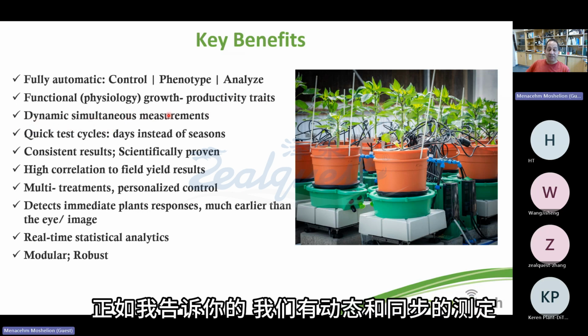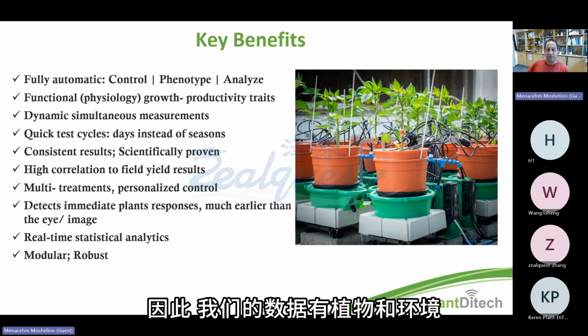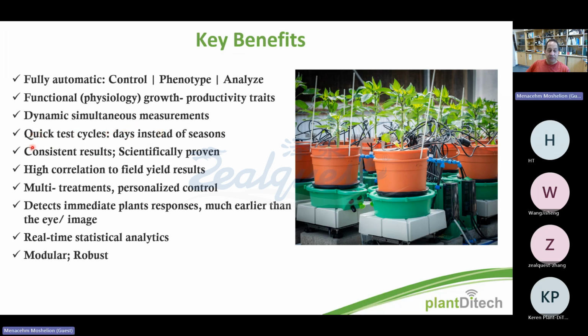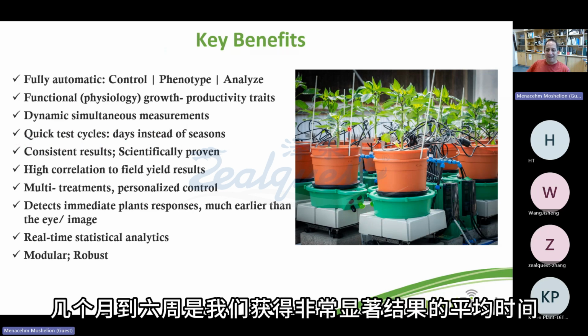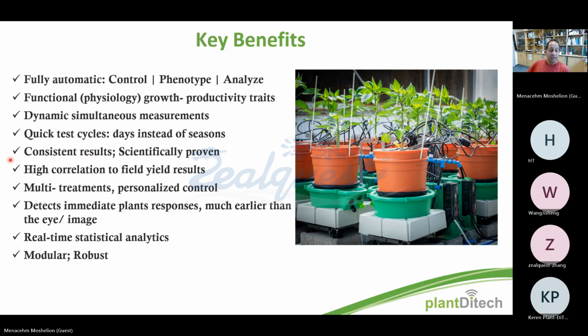We have dynamic and simultaneous measurement. As I told you, hundreds of measurements per plant per day. And the environment, so we measure the plant and environment, including soil, almost 500 times per day. You can shorten your test cycle. As I told you, 6 weeks is our average time to get a very significant result. So it's a very quick test cycle.